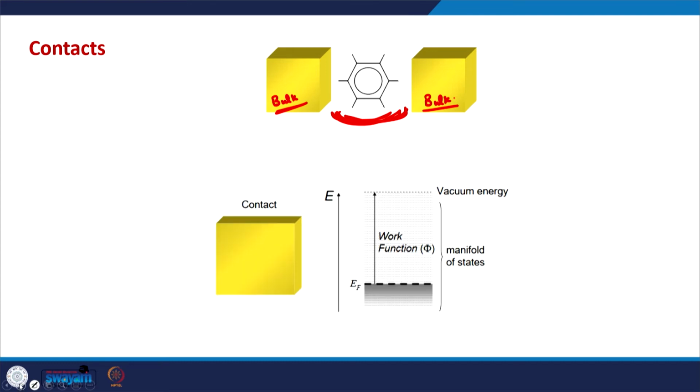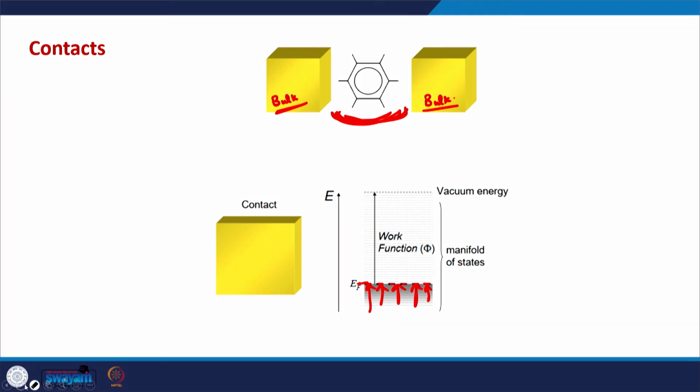So, how does a contact look like? A metal has a Fermi level EF, and generally what we assume is that all the energy levels up to this Fermi level are occupied, which means that metal has a lot of electrons and all the energy levels up to this level are filled. So, electrons are there in surplus up to this energy level. Metal has additional electronic states as well, even above the Fermi level, but those are empty states.